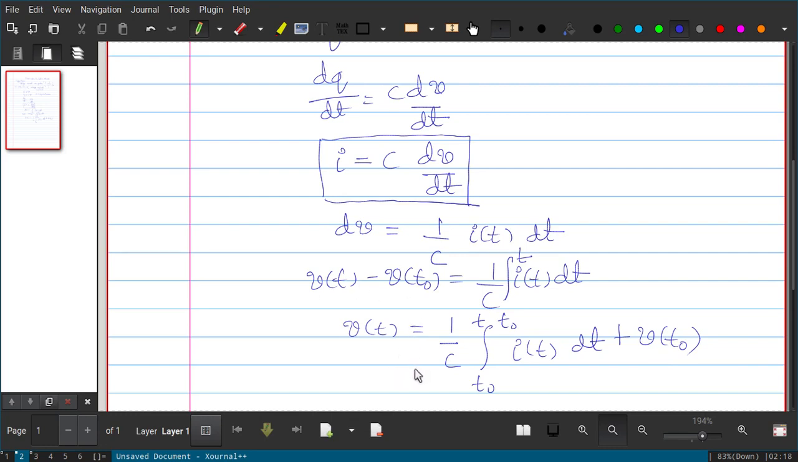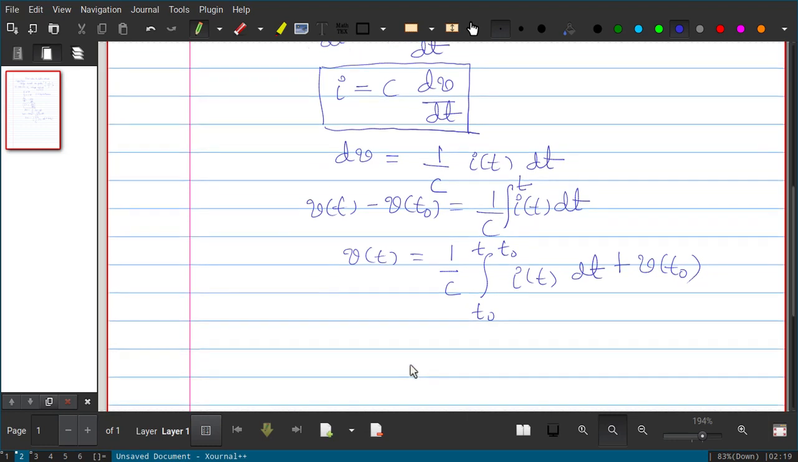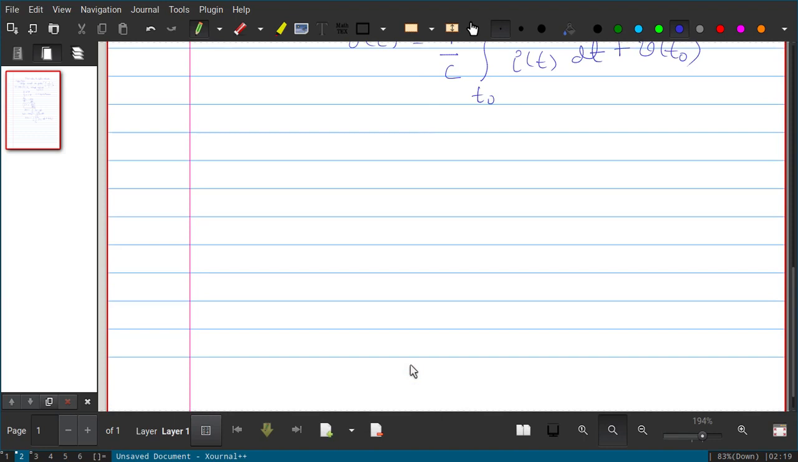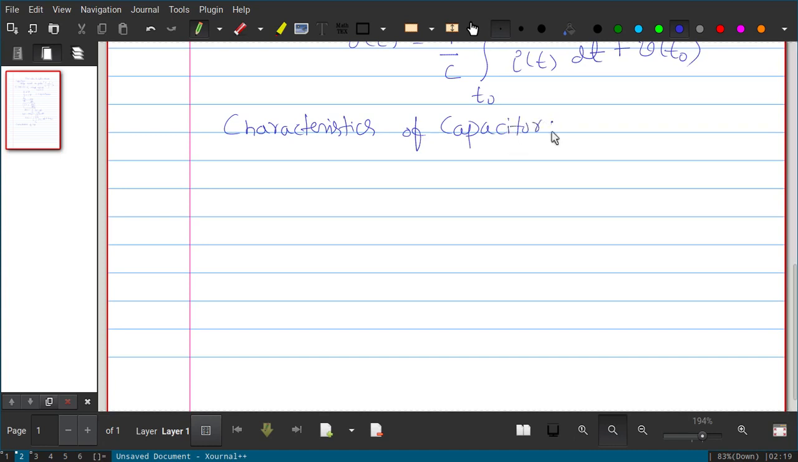This is the expression for the voltage across a capacitor. Anyhow, we don't need this equation to solve the problems. We will use the characteristics of a capacitor. So we will see what the characteristics of a capacitor are. How can you explain the behavior of a capacitor?